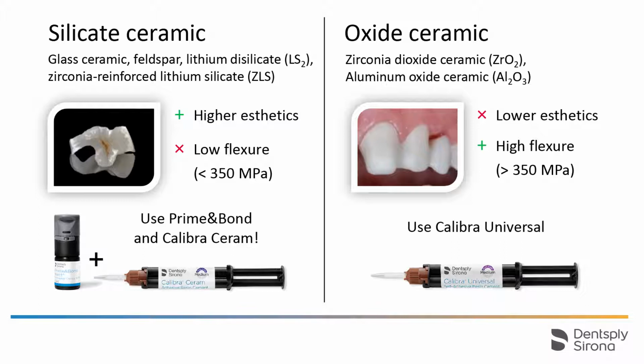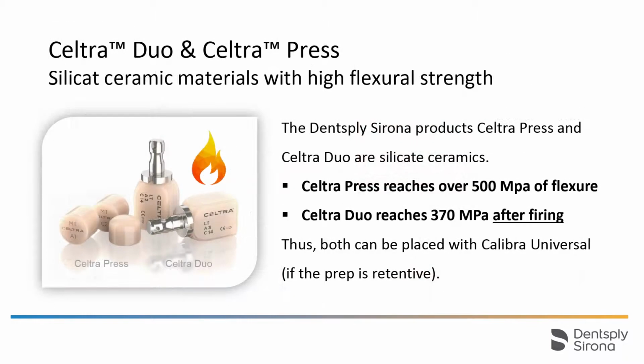By the way, when talking to dentists, you will often hear the term glass ceramic, which many all-ceramic restorations are made of. Do not be confused. Glass ceramic belongs to the group of silicate ceramics. Silicate and glass ceramics also include more recent product developments, which are characterized by their higher strength. For example, the products Celtra Duo and Celtra Press from Dentsply Sirona.